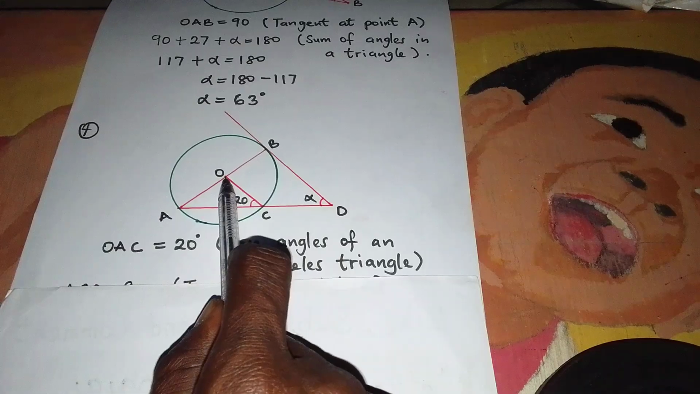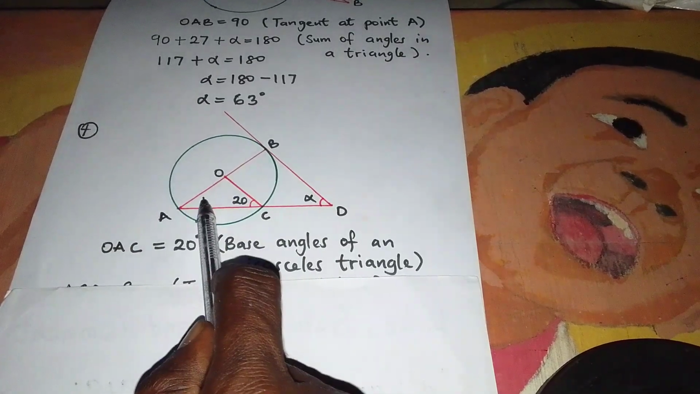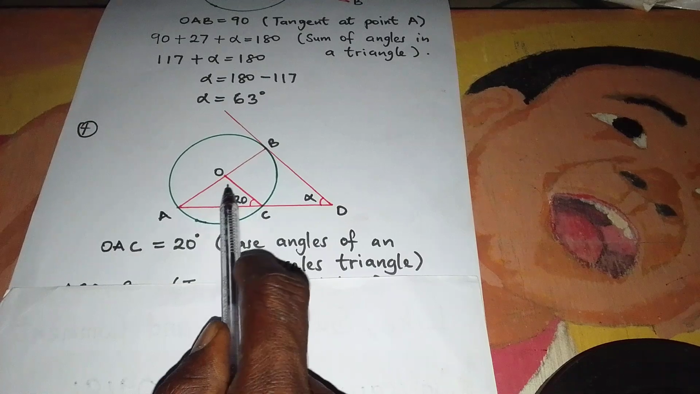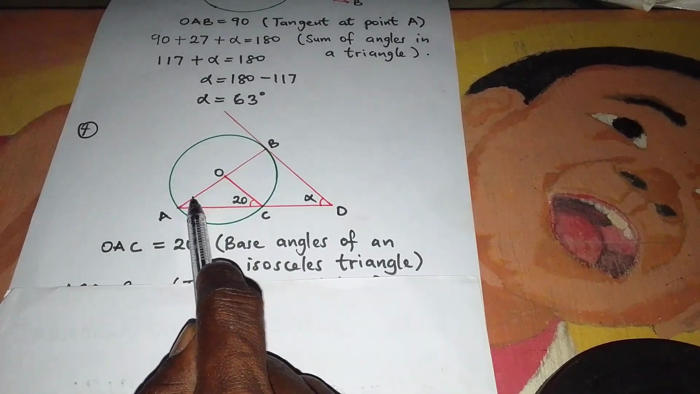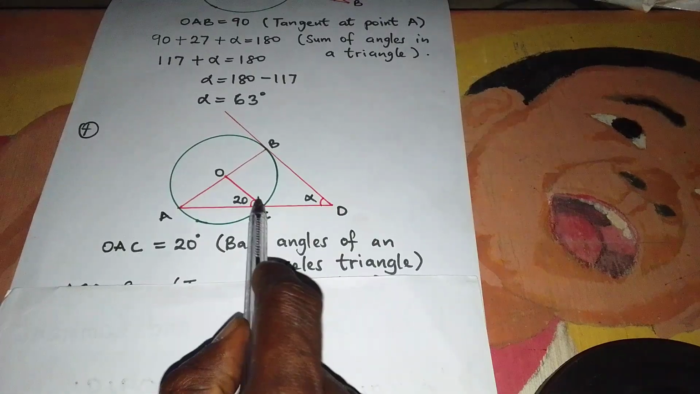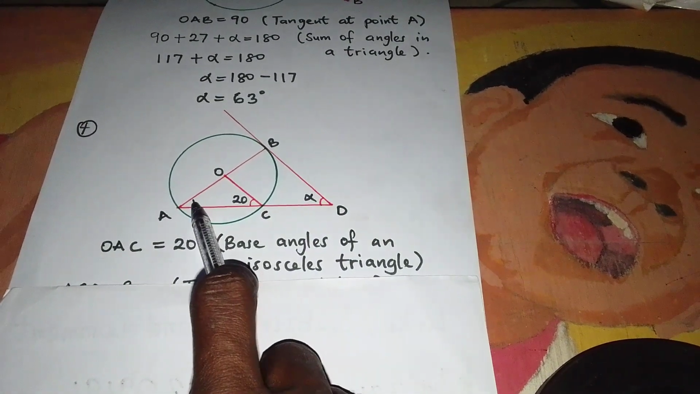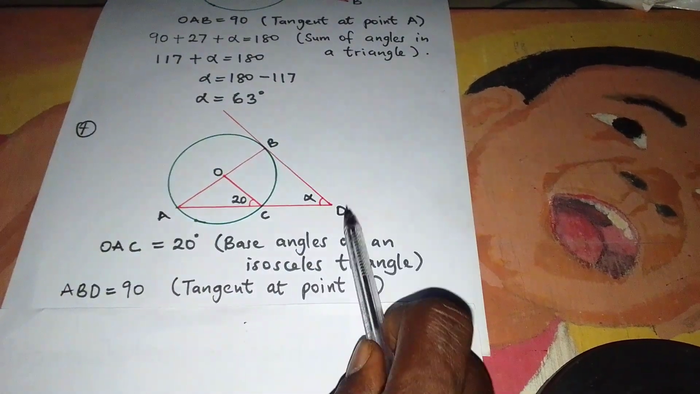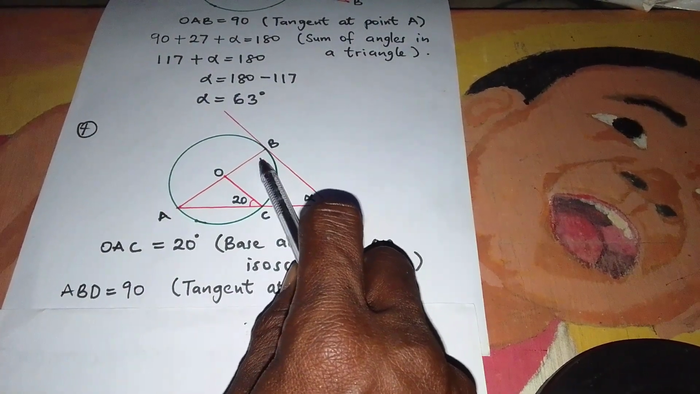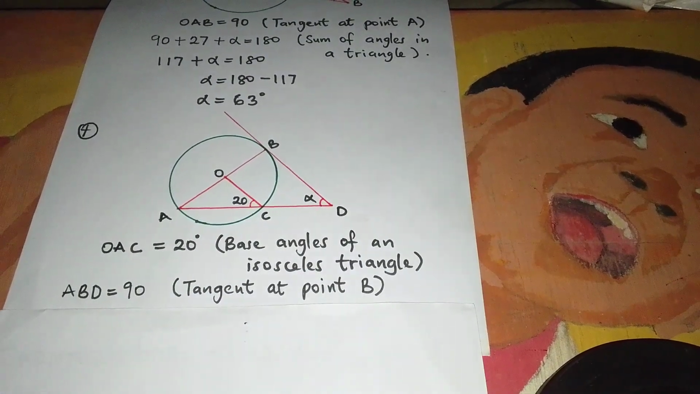You see that this is the center of the circle here, this is also the center of the circle. This and this are radii. So it shows that this angle OAC is a base angle of the isosceles triangle. So if this is 20 degrees, this also gives you 20 degrees. Now you know that angle ABD, this angle here, is 90 degrees. Why? Tangent at point B.